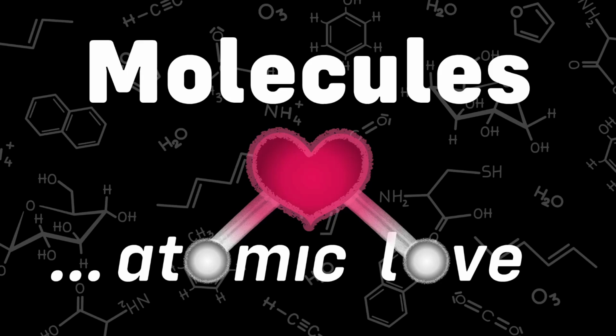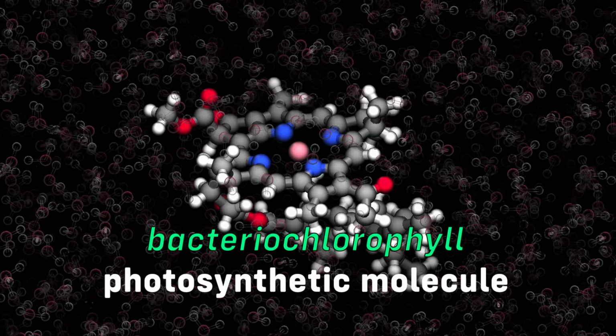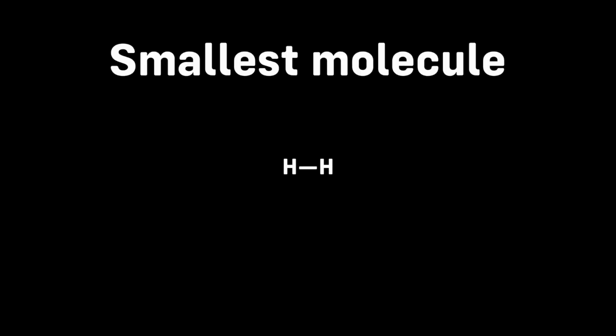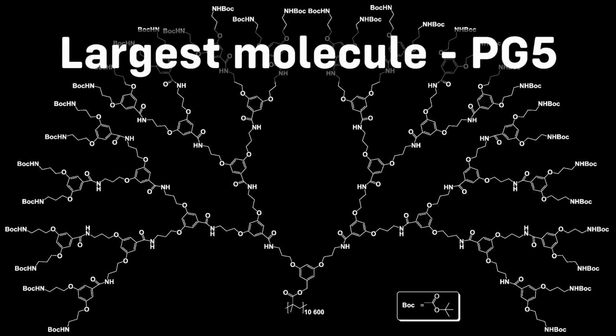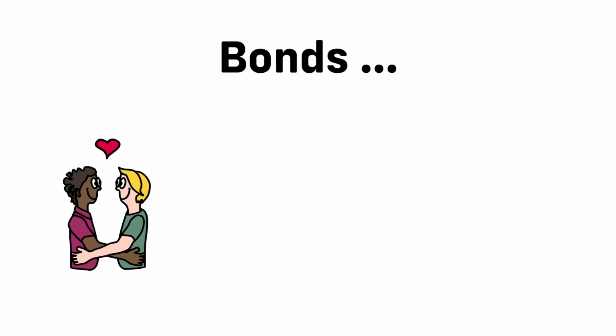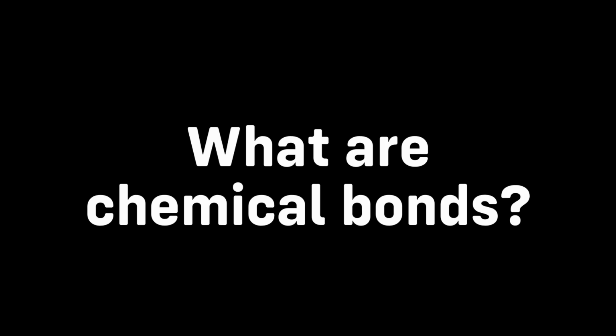All matter in the universe is made of atoms, often combined as molecules. The smallest molecule consists of 2 hydrogen atoms, and the largest, Pg5, contains roughly 20 million atoms. Molecules are groups of atoms bonded together, kind of like bonds between people in couples, in family, or between owners and pets. So, what are chemical bonds?